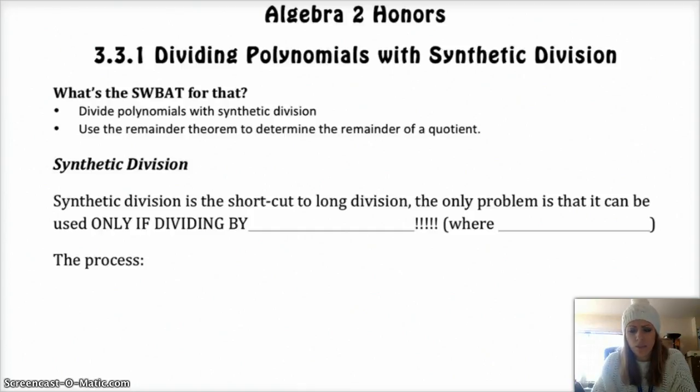this is not 331. This is 332. Sorry, my bad. Anyways, okay. So we're doing 332, which is dividing polynomials with synthetic division.